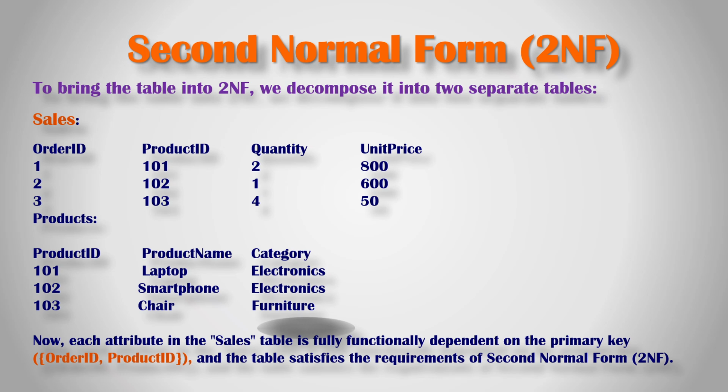103, chair, furniture. Now, each attribute in the sales table is fully functionally dependent on the primary key, order ID, product ID, and the table satisfies the requirements of second normal form, 2NF.